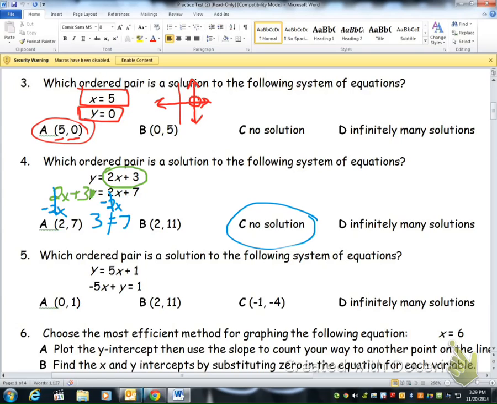Alright, so let's look at number 5. 5 is kind of the opposite of this problem. This one, again, we can solve using any method. Again, I already have a y equals, so substitution seems like a good choice. So I'm going to replace y here with 5x plus 1, so that goes in there. So my new equation is negative 5x plus (5x plus 1) equals 1.